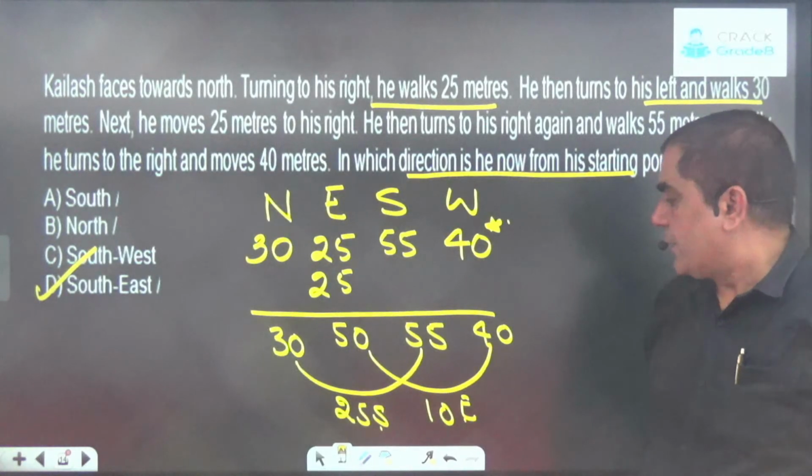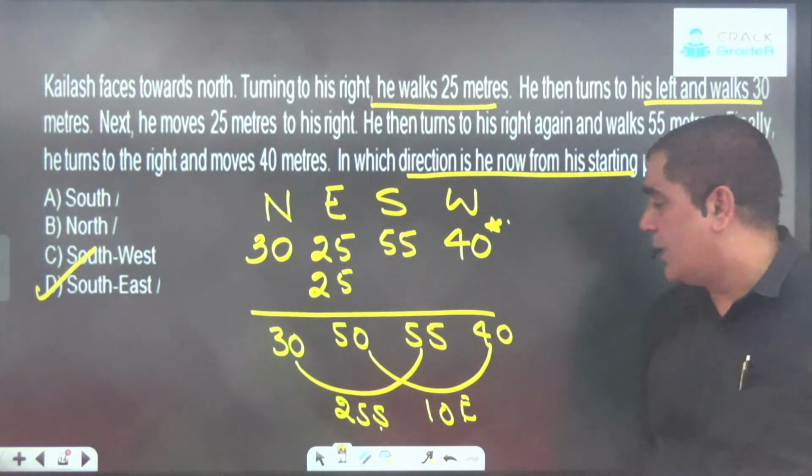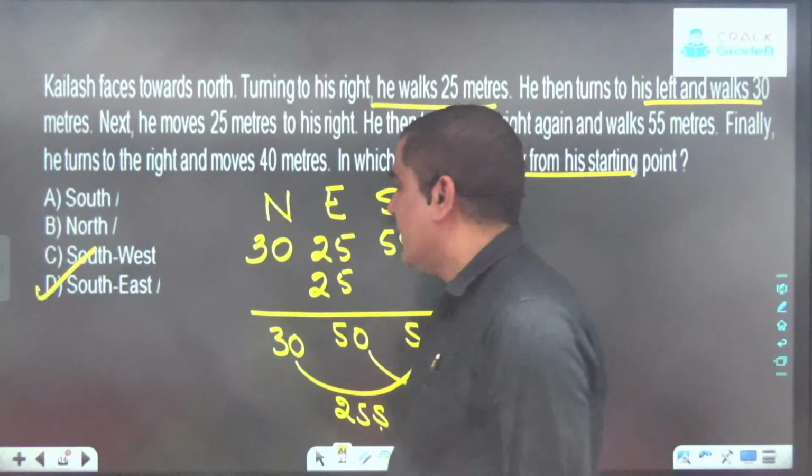Concept clear? Now here in the same problem we are going to ask how far is he now from the starting point? So the answer should be what?